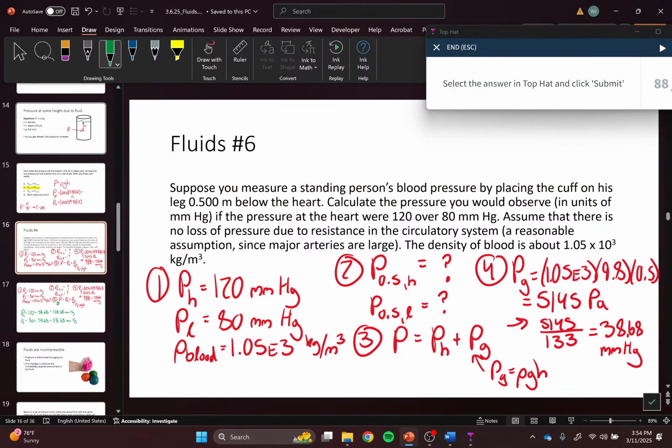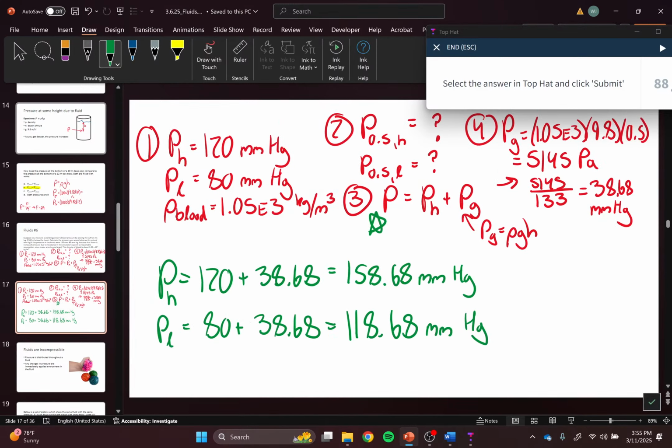Notice that this problem does make a statement: assume that there's no loss in pressure. It says it's fairly reasonable. So whatever. Okay, great. You get more pressure when you go down in a fluid. That's the punchline.